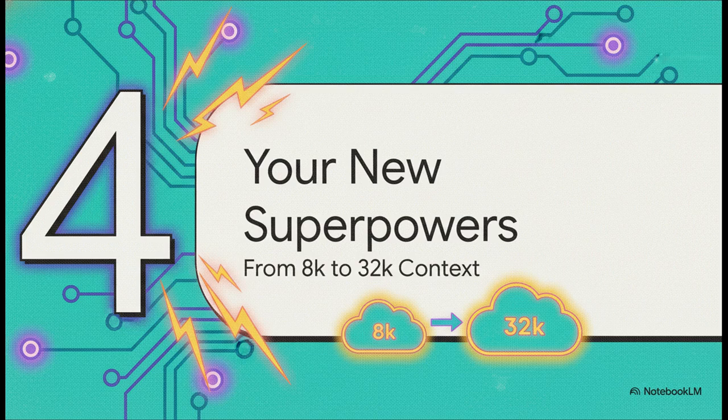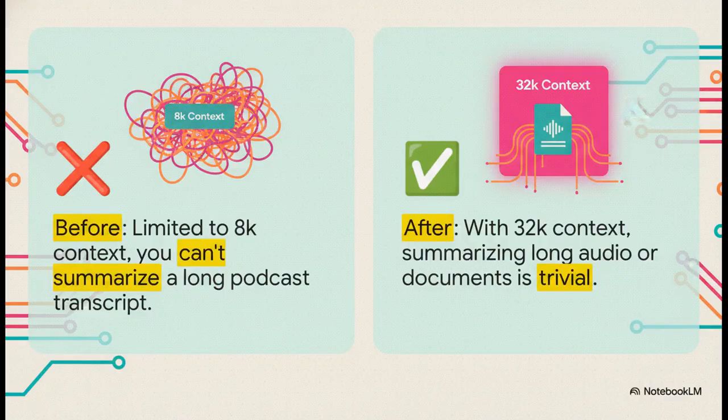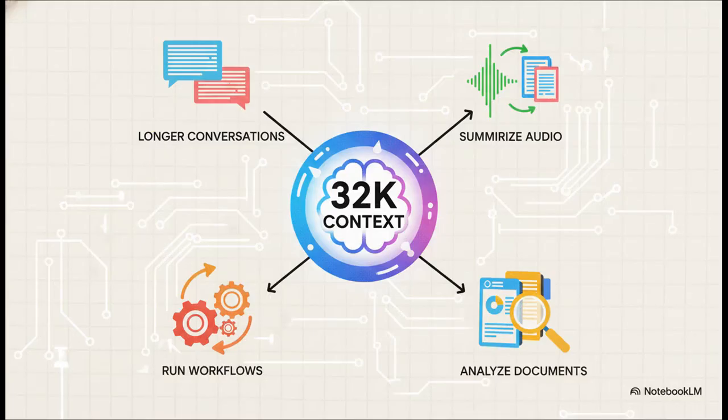Okay, so what does all this efficiency stuff actually mean for you? It means you're about to get some new superpowers. We're talking about a jump from an 8K to a 32K context window. So, what does this actually look like in practice? Well, if you were stuck with an 8,000 token context window on your computer before, you can now easily jump all the way up to 32,000, and the difference is just staggering. Before, trying to summarize a long podcast was a total non-starter. Now, it's easy. Seriously, this jump to a 32K context unlocks a whole new class of tasks.